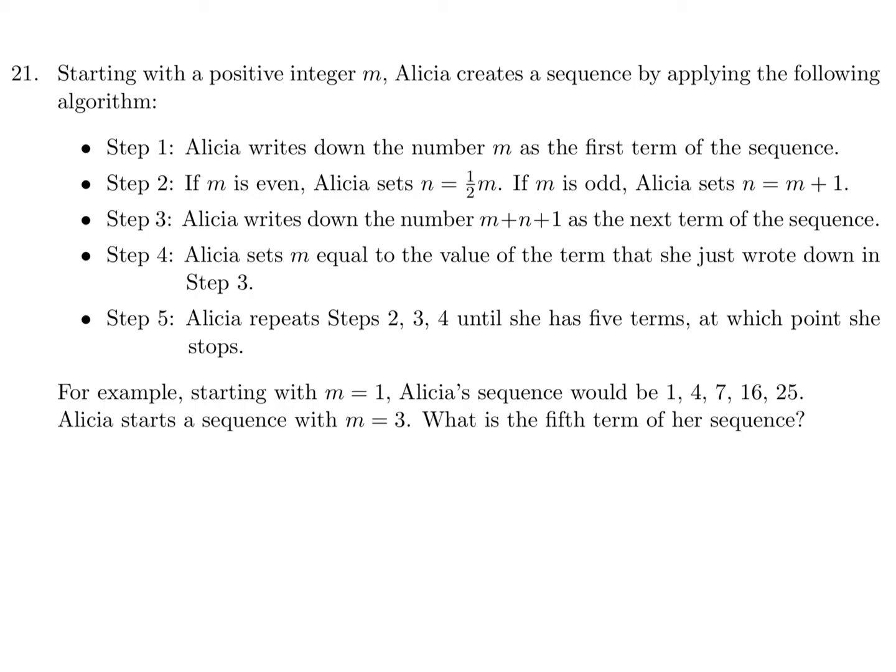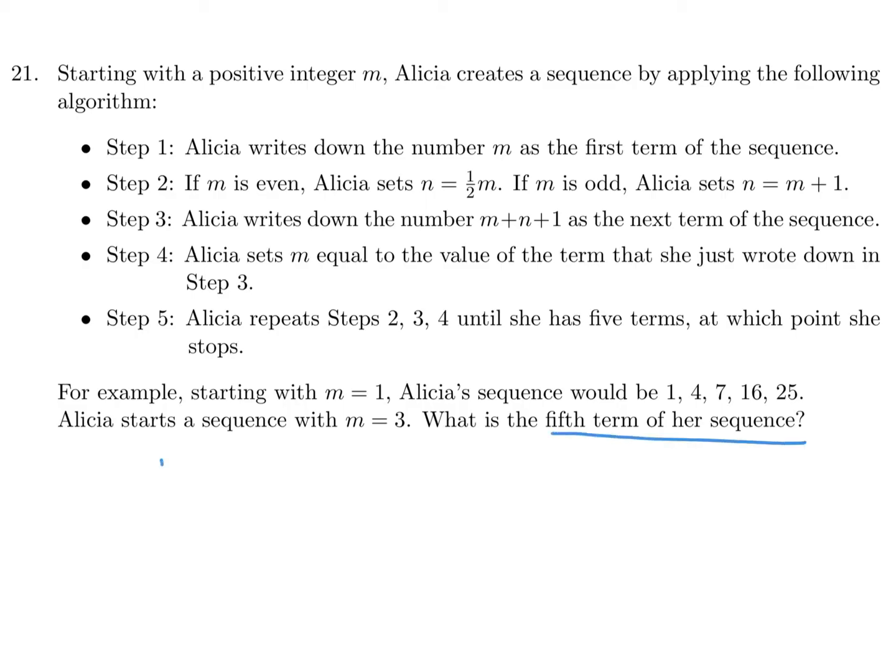Starting with a positive integer m, Alicia creates a sequence by applying the following algorithm. Write down the number. If it's even, it becomes m over 2. If it's odd, it becomes m plus 1. Write down the number m plus n plus 1 and repeat the steps. If she starts with 3, what is the fifth term?